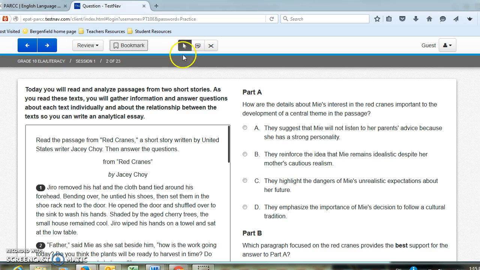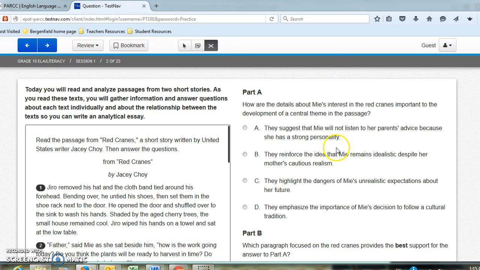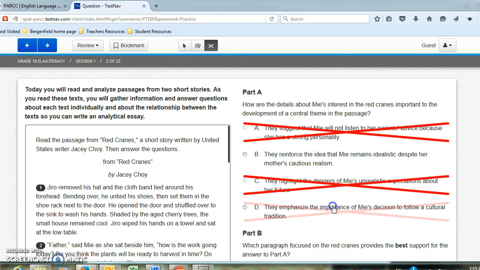The pointer tool is your default. This is the pointer tool. The notepad, this is a virtual notepad where you can put notes in. Type your notes here. Maybe I have to spell it correctly. And the answer eliminator allows you to use process of elimination to take answers out that you know are wrong. You can take those off by just unclicking.